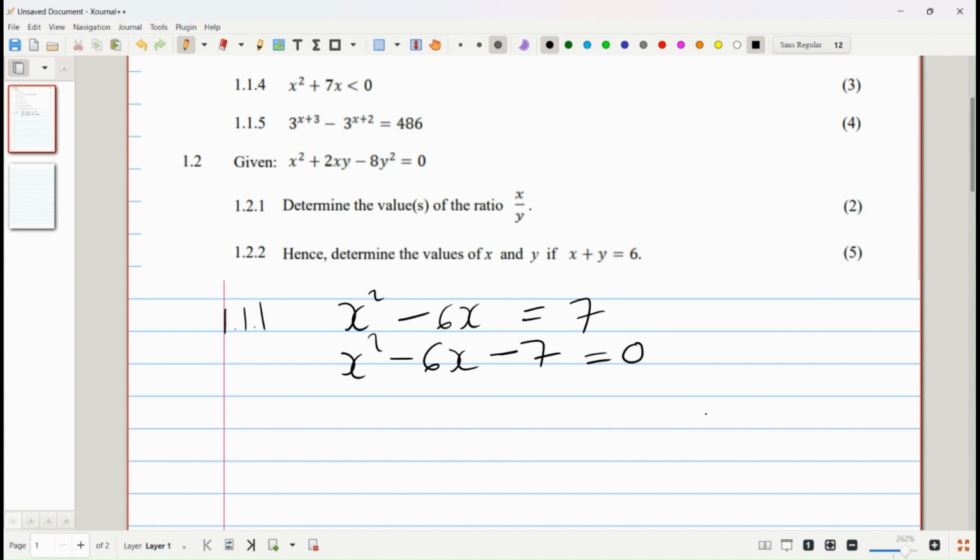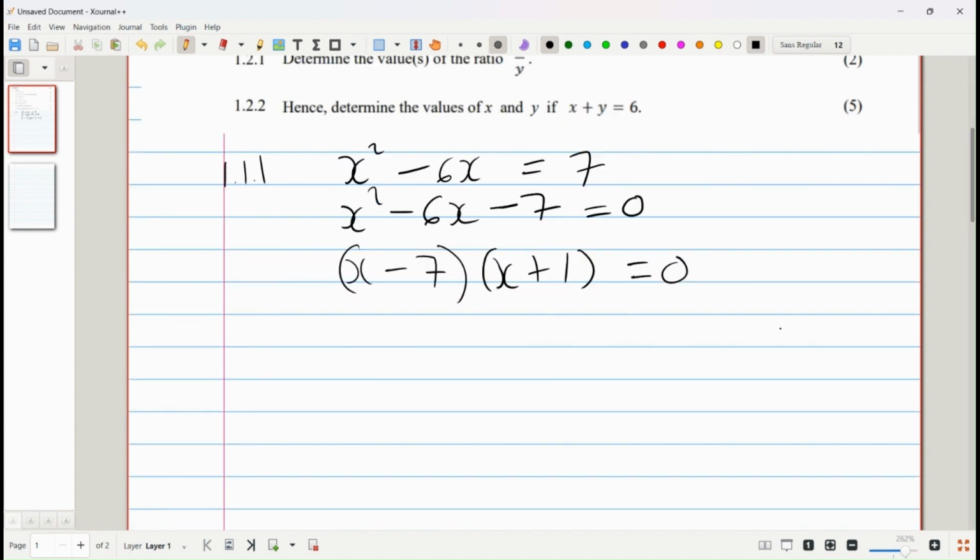For the factors of x squared, we know it's x and x. For the factors of negative 7, we have negative 7 and plus 1. So this will give you 0. So these are the factors for this equation here.